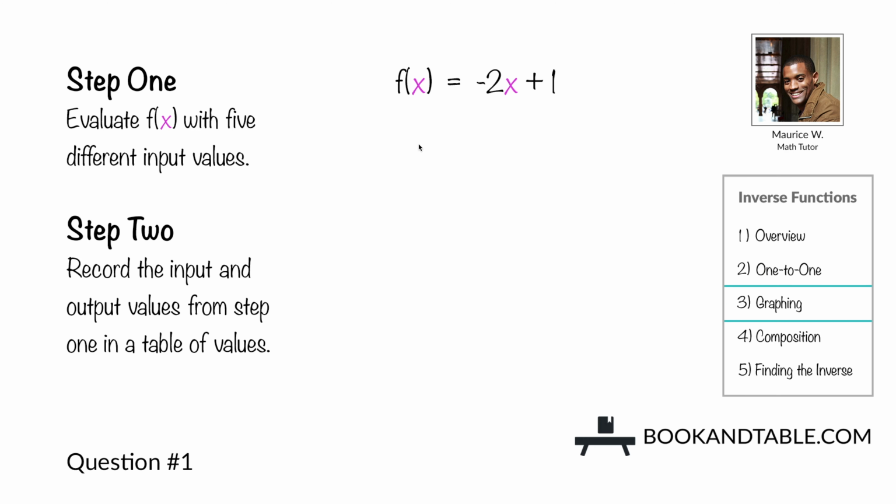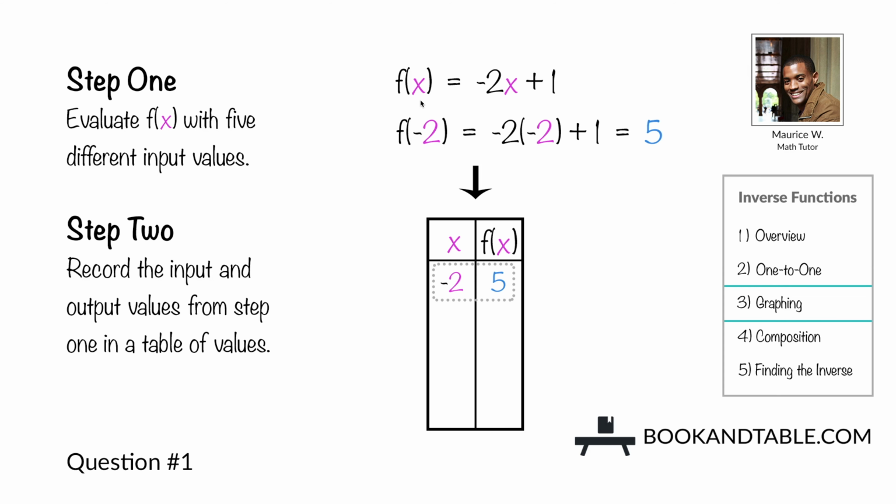Question number 1, we're given the function f of x is equal to -2x + 1. Step 1, evaluate f of x with 5 different input values. So we'll use -2 through +2 for our x's and record the x-y pairs in a table of values. F of -2 is equal to -2 times -2, which is +4. +4 plus 1 is equal to 5. So the x value is -2 and the y value is +5.